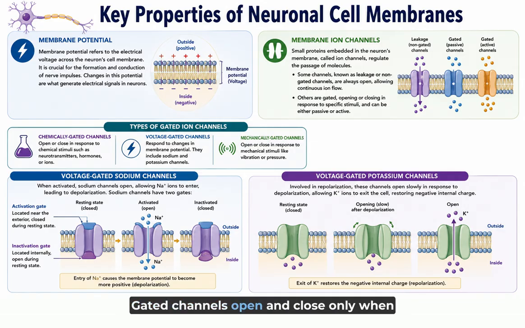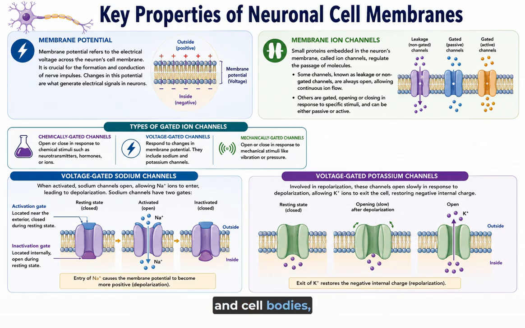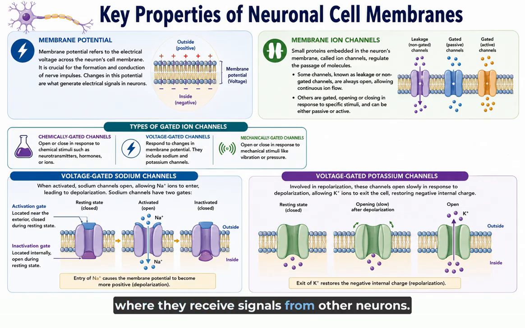Gated channels open and close only when they receive a specific stimulus. These channels allow the neuron to rapidly change its membrane potential during nerve impulse generation. There are three major types of gated ion channels. First are chemically gated channels. These channels open when a chemical messenger, such as a neurotransmitter, hormone, or ion, binds to the channel. They are commonly found on dendrites and cell bodies, where they receive signals from other neurons.